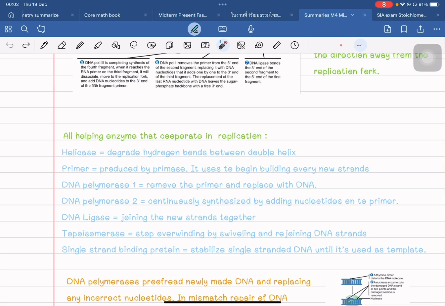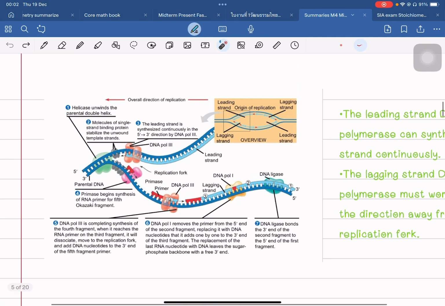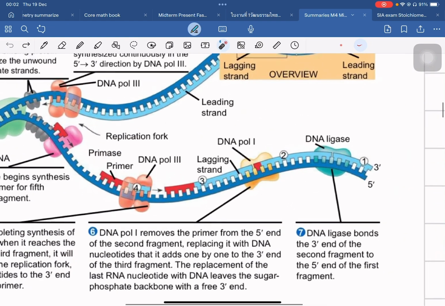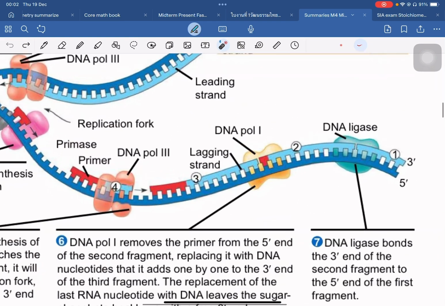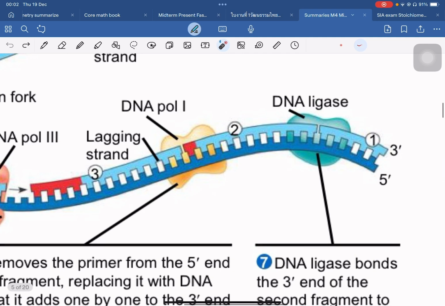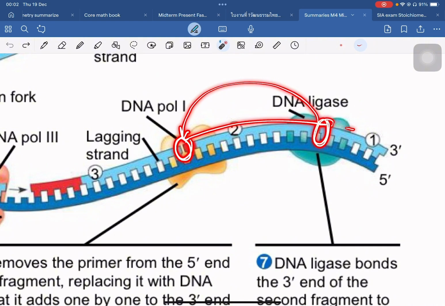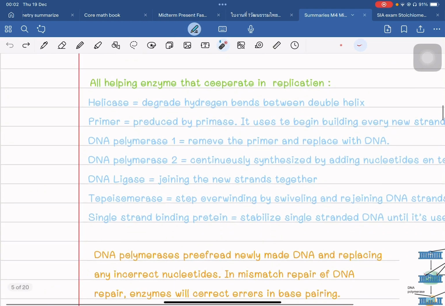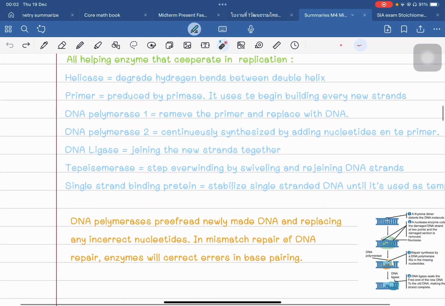And then there is DNA ligase, which joins the new strands together. The ligase has an important role in the lagging strand because when you have to jump from here to produce it, there will be gaps between those strands. So ligase is used to join those gaps together.